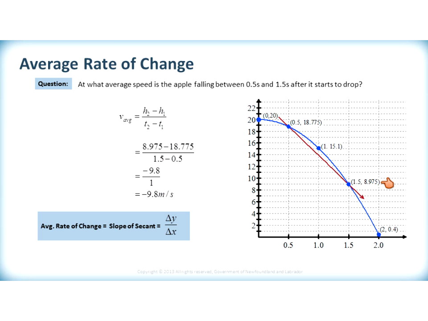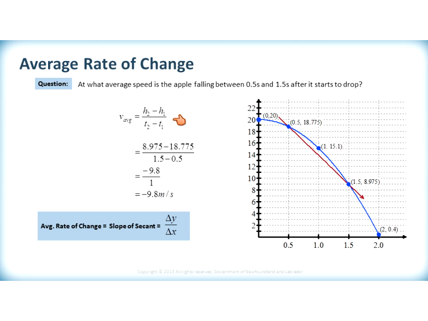Well, for anyone who's physics inclined, or even for those of you who aren't, you will recognize that average speed is going to be the change in height, in this case, divided by the change in time. So we can use this equation to find our average speed, and it looks a lot like the formula we use to determine the slope of a line.